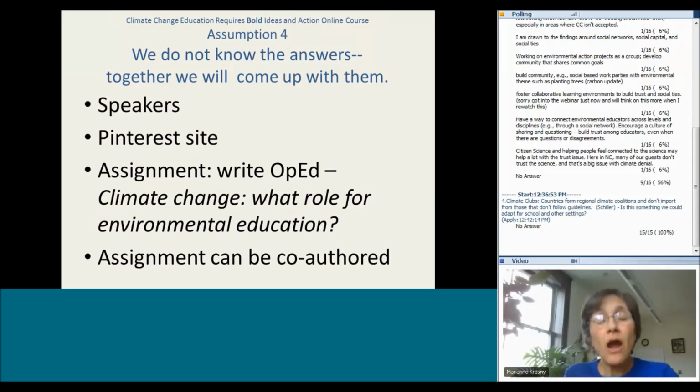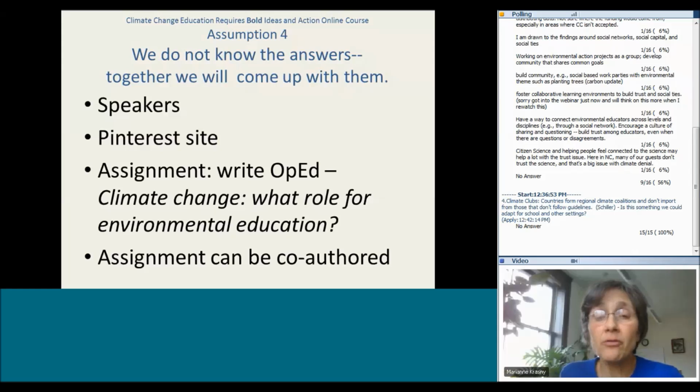And our assignment for the course will be for you to write an op-ed, and you can write it with another person in the course if you like. It can be co-authored by one or more people. And in your op-ed, you're going to have to take a stand and then defend it with evidence on climate change, what role for environmental education. So for example, if you think that environmental education should stick to STEM education, or that should be the most important thing it does, you can write an op-ed about that and defend your point of view.